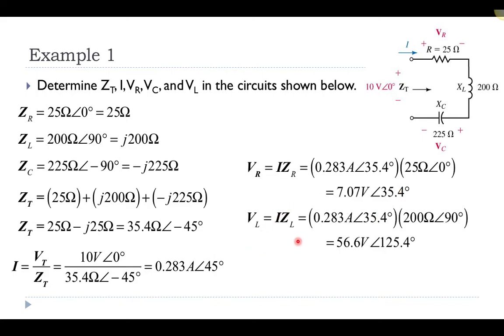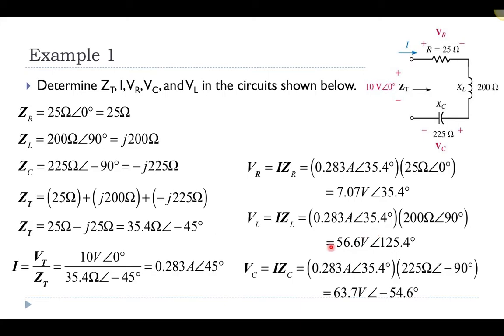I can find the voltage across the inductor by taking the current times the impedance of the inductor. So I have my current, I multiply by my impedance for the inductor, which is 200 with an angle of 90. I get 56.6 and an angle of 125.4 when I add those two angles together. So one of the interesting things about this is if you look at the voltage supply, the voltage supply is only 10 volts, but yet I have a voltage across the inductor which has exceeded 10 volts. So let's figure out what the voltage across the capacitor is.